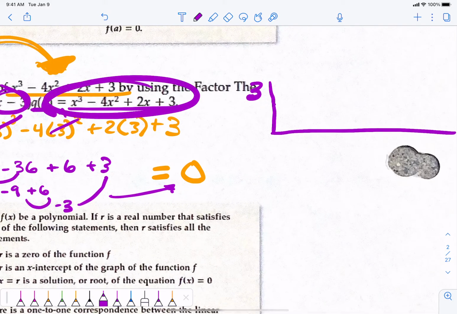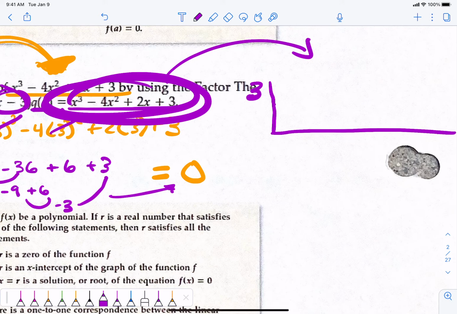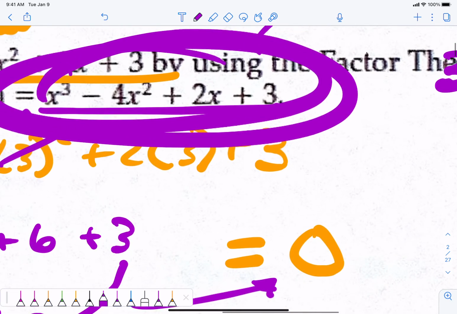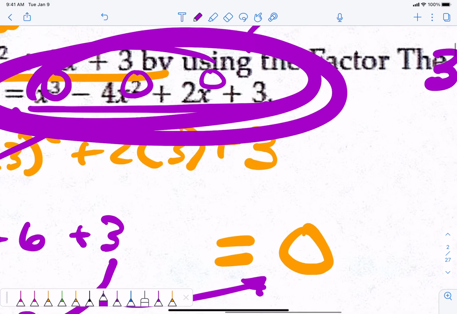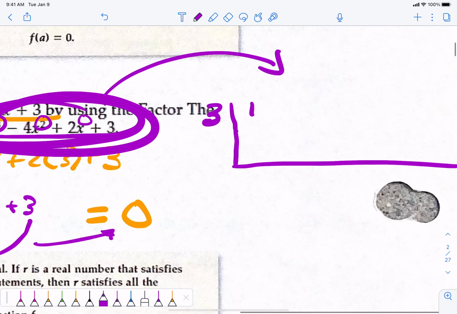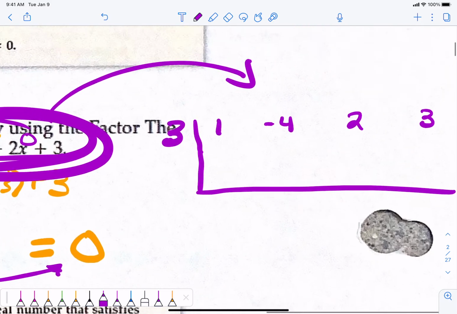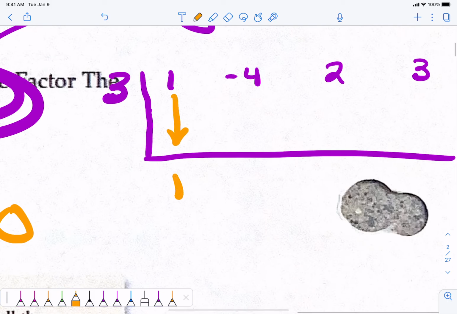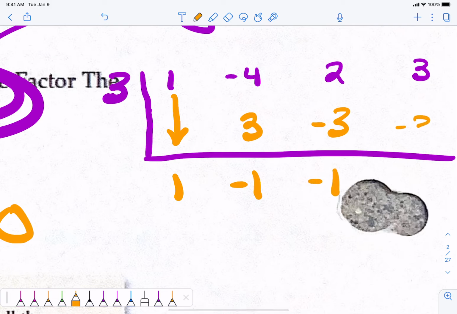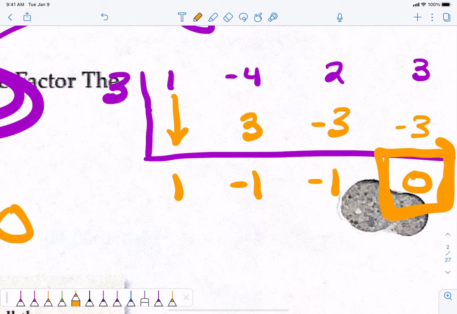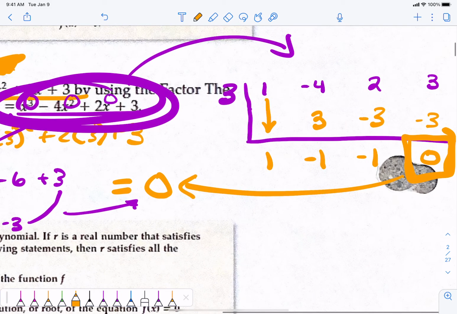So we're putting our coefficients here into this spot. Now, do we need to put zeros in anywhere? It goes x to the third, x to the second, x to the first, and then nothing. So my numbers are 1, -4, 2, and 3. Drop the 1. Multiplied together gives you 3. 3 times -1 is -3. And this guy is 0, as he should be, right? This number should end up being the same as this number when I plug in.